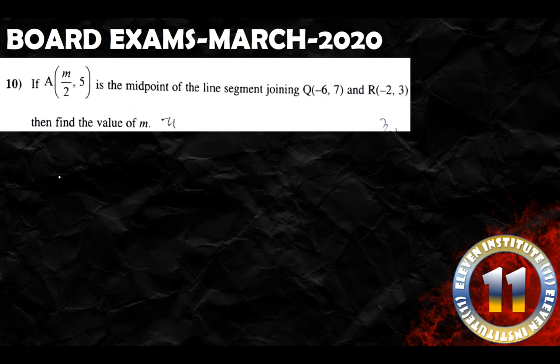If A(m/2, 5) is the midpoint of the line segment joining Q and R, so understand that here we have a point Q, and far from it a point R. Here we are having Q, here we are having R. The coordinates of R are (-2, 3), the coordinates of Q are (-6, 7), and between them, at equal distance, there is a midpoint named A. A is (m/2, 5). Find the value of m.